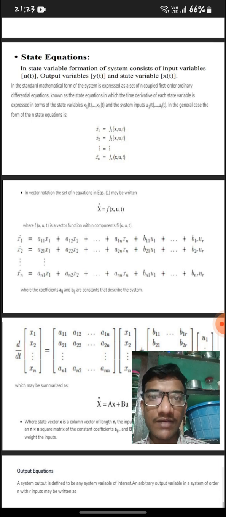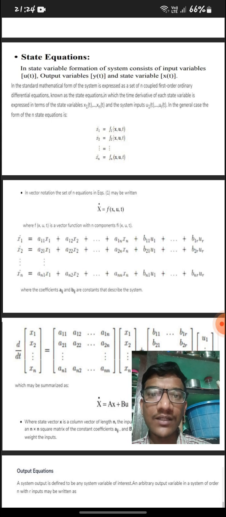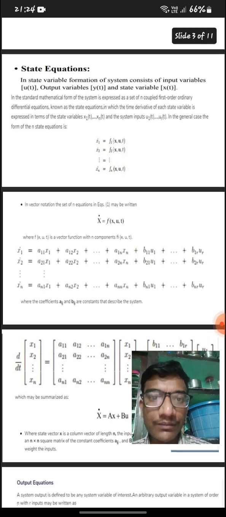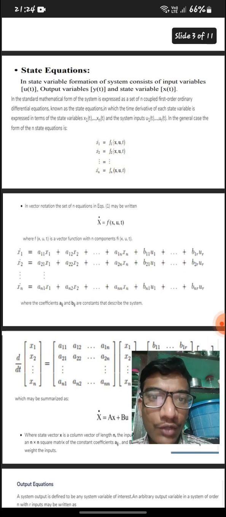In state variable formulation, the information of a system consists of input variables u of t, output variables y of t, and state variables x of t. The standard mathematical form of the system is expressed as a set of n coupled first order ordinary differential equations known as the state equations, in which the time derivative of each state variable is expressed in terms of the state variables x1 of t, x2 of t and so on up to xn of t, and the system inputs u1 of t and so on up to ur of t.